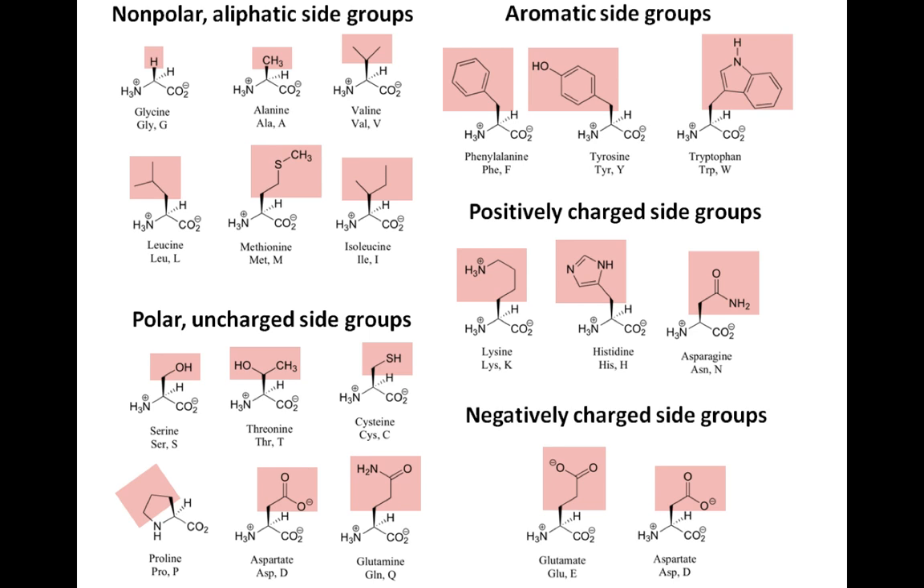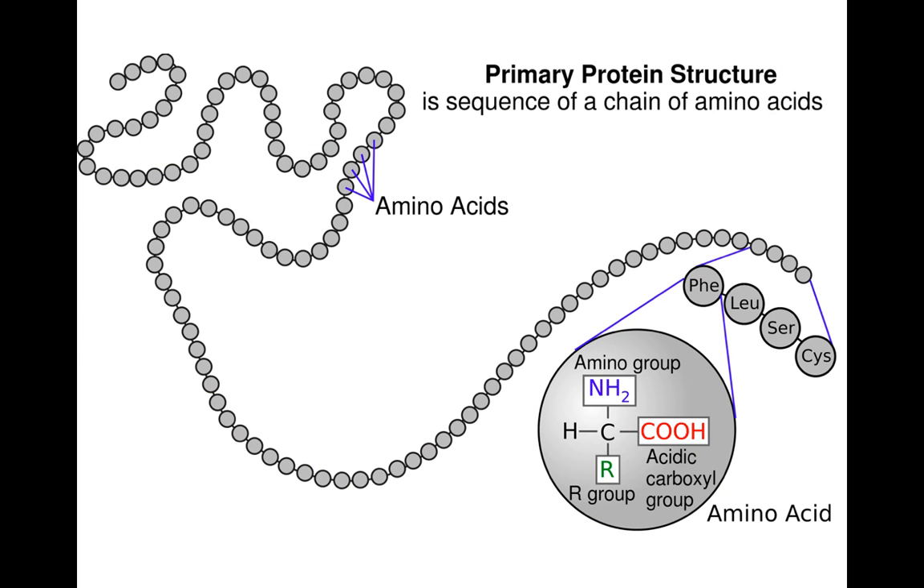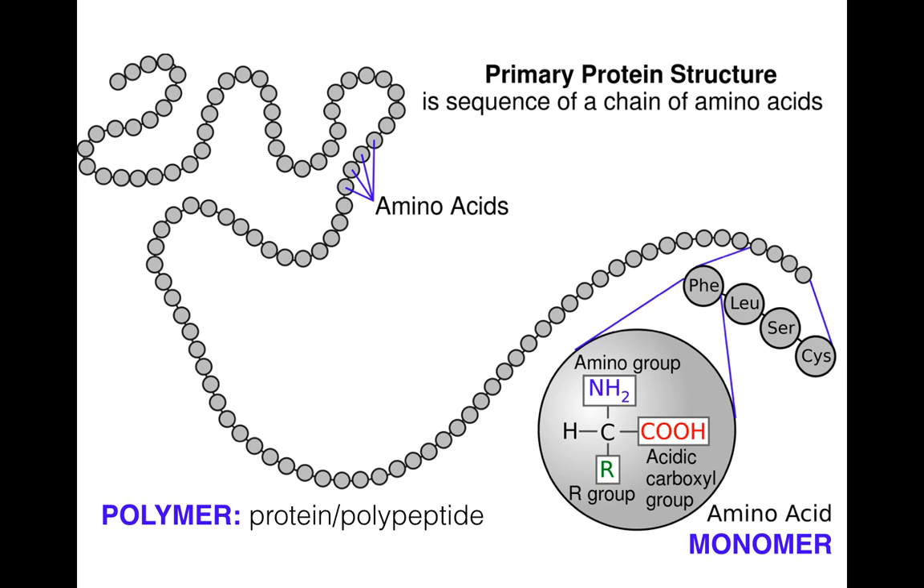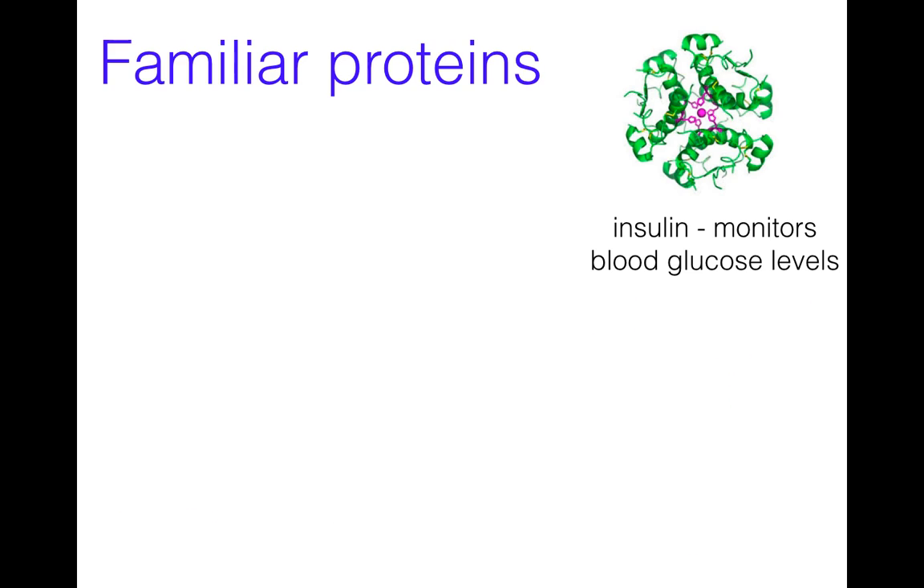These 20 different amino acids, these monomers, bind together and form long chains called proteins or polypeptides. So the monomer is one amino acid. A bunch of amino acids bind together and make the polymer, the protein, or the polypeptide.